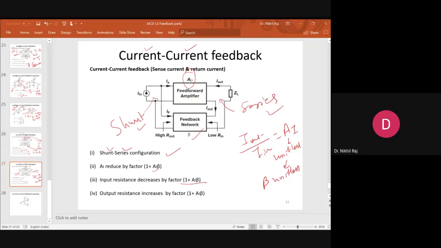And what will happen to the input and output resistance? The input we have seen, what is happening in the input side? This is your input side. So what is happening to the input side? Overall amplifier we are calculating input resistance. So input of the amplifier, sorry, wrong drawn.